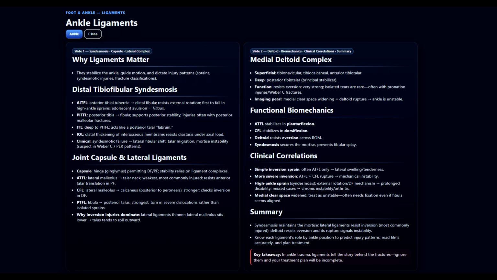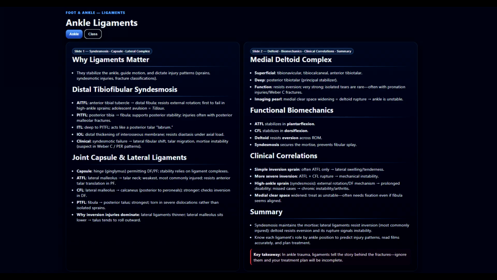Summary. To summarize, the ligaments of the ankle form an intricate system that stabilizes the joint and determines patterns of injury. The syndesmosis maintains the mortise. The lateral ligaments resist inversion, but because they're weaker, they are the most commonly injured. The medial deltoid ligament is strong and resists eversion, but when ruptured, it signals instability and often accompanies fractures.